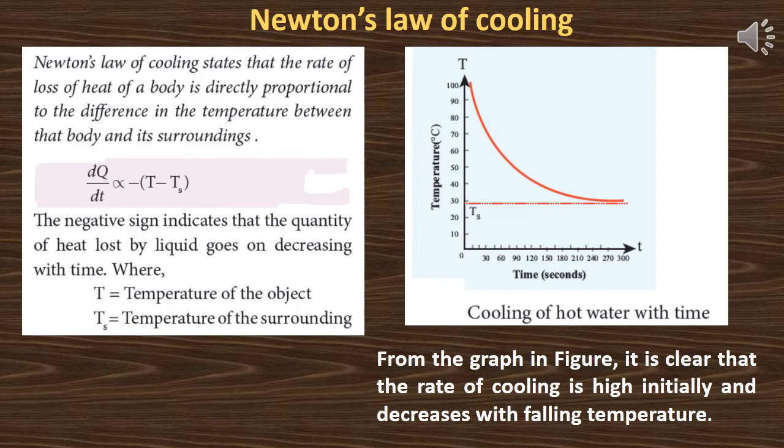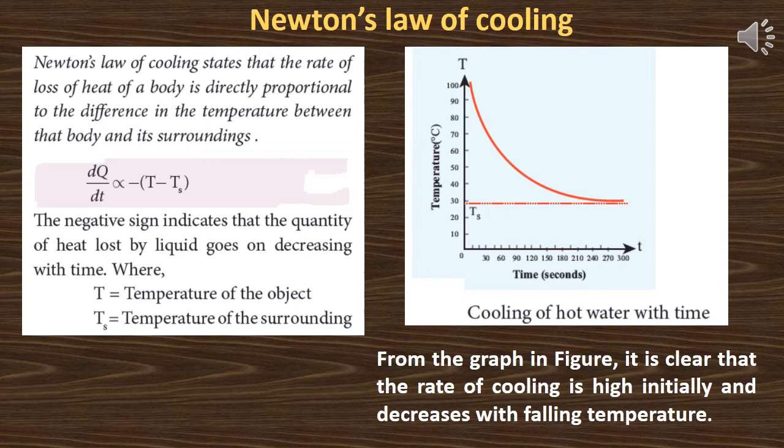You know the statement of Newton's law of cooling. The mathematical form of Newton's law of cooling is given here. dQ by dt is directly proportional to T minus Ts. What is dQ by dt? Rate of loss of heat of the body is mentioned as dQ by dt.